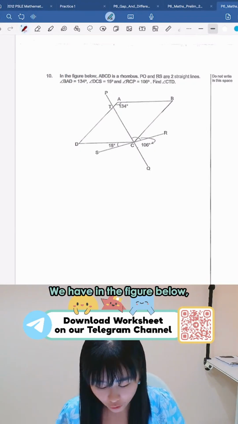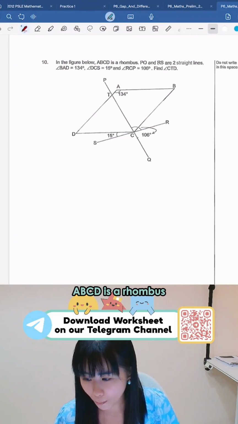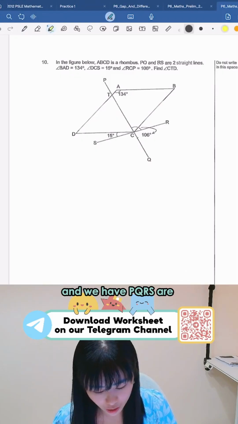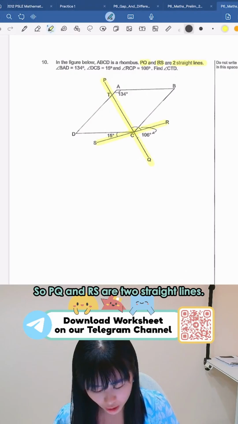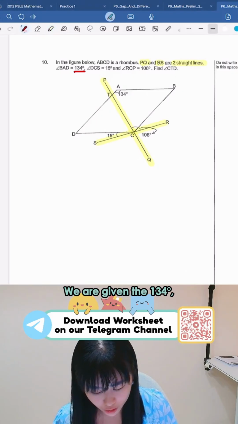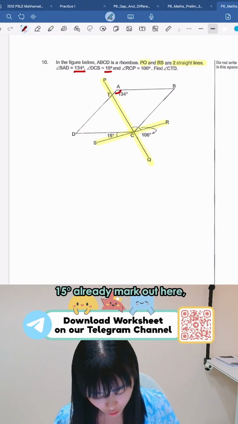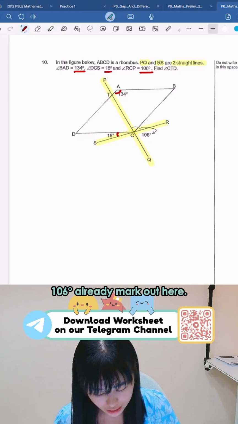Okay, in the figure below, ABCD is a rhombus, and PQ and RS are two straight lines. We are given 134 degrees, 15 degrees, and 106 degrees, which are already marked out here.